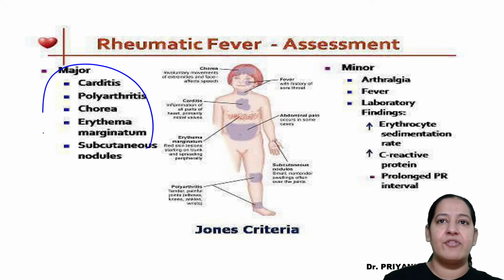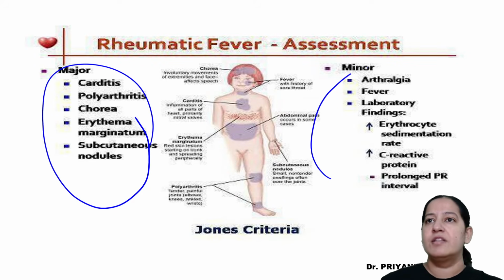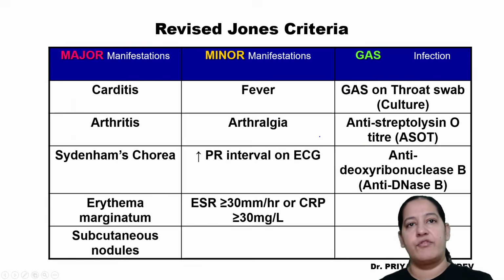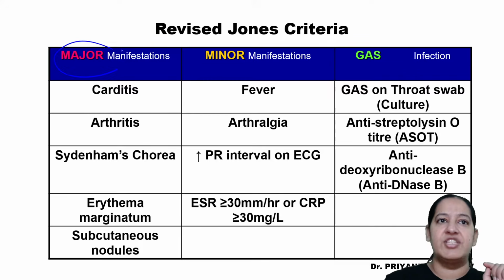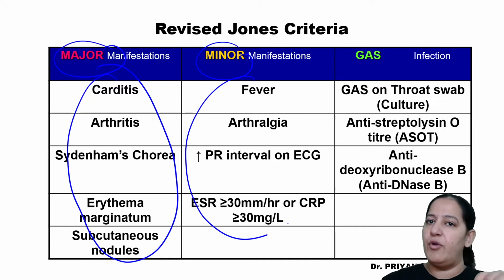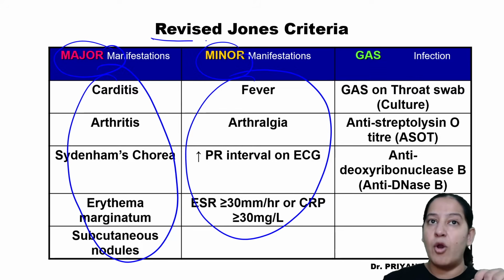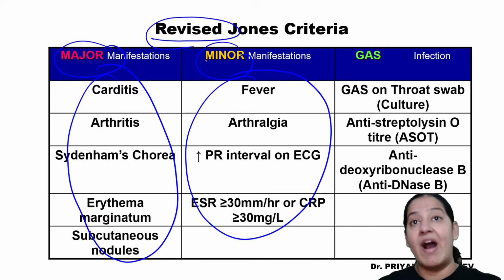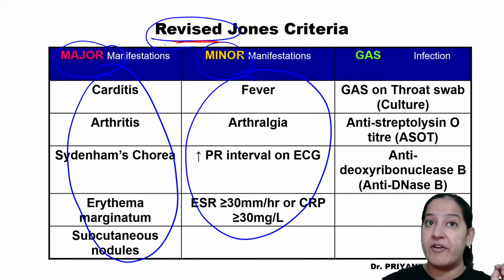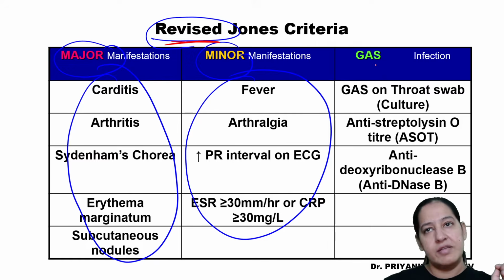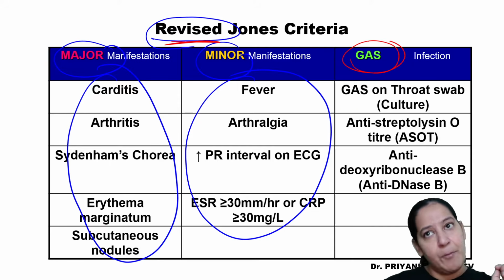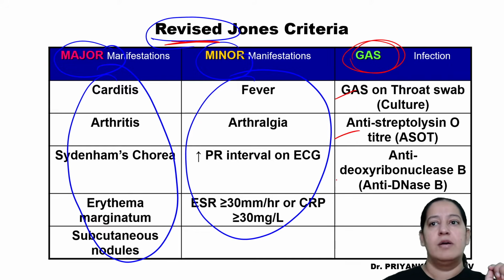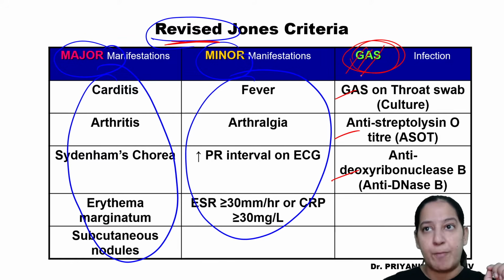So the 5 major criteria are written in front of you. The 5 minor criteria are written in front of you. Done. So these are the 5 major in front of you. These are the 5 minor in front of you. I have already told you. Now nowadays we are using the revised Jones criteria, not Jones criteria, but revised Jones criteria. So what is the revision? In it, we are including supportive criteria also. So 3 supportive. Supportive means group A streptococcal criteria.